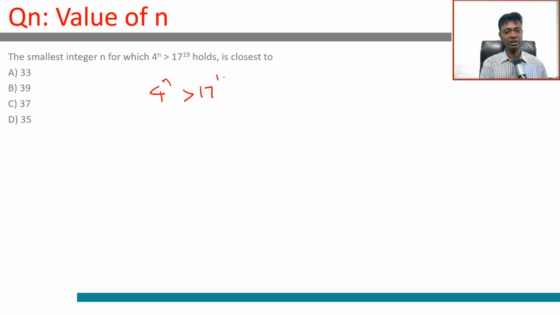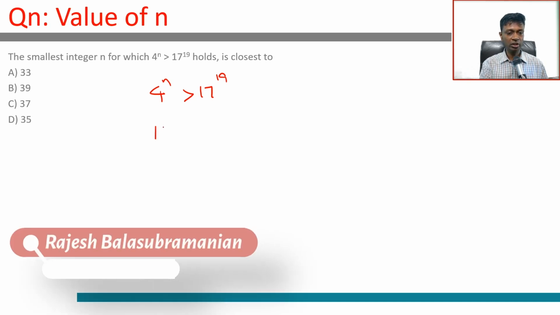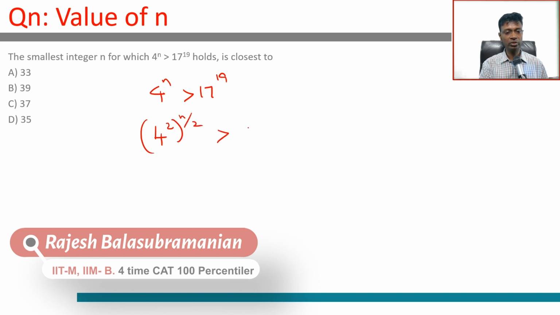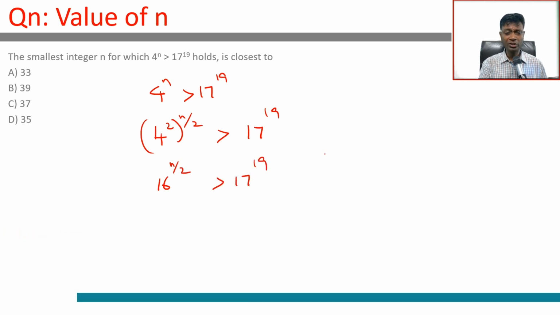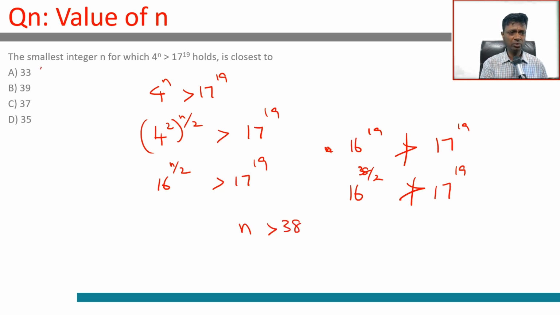4 power n is greater than 17 power 19. I'm going to write this as 4 square power n by 2 is greater than 17 power 19, so 16 power n by 2 is greater than 17 power 19. We want to find the smallest n. I'm going to think about n that doesn't work. 16 power 19 is not greater than 17 power 19. 16 power 38 by 2 is not greater than 17 power 19. N cannot be 38. 38 does not work. N has to be greater than 38. So 33 doesn't work, 37 doesn't work, 35 doesn't work. Bam, we've got this. We need to now think that 16 power 39 by 2 is greater than 17 power 19.